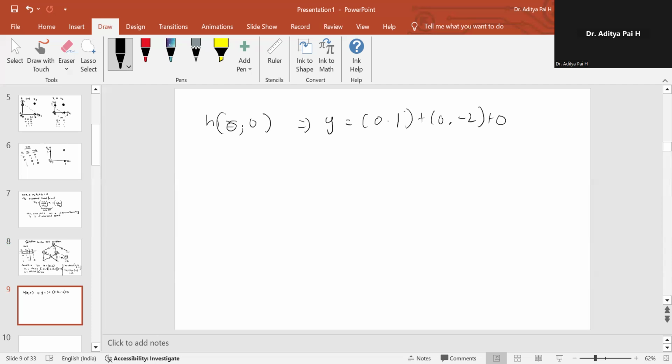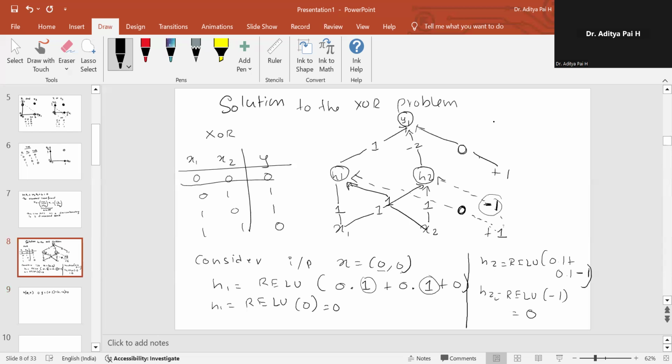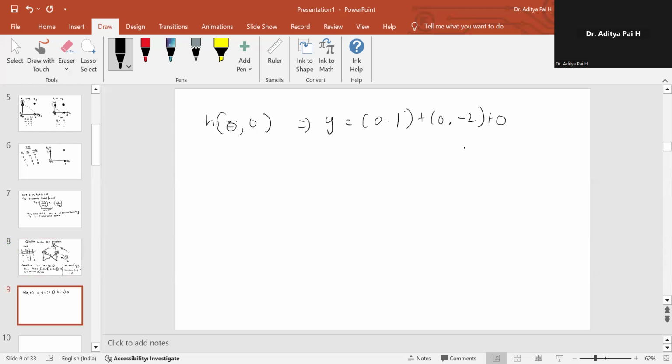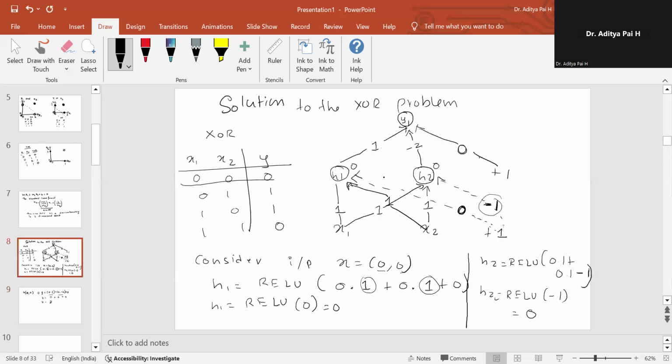Now why is it like this? You can see this one. My h1 is nothing but 0, h2 is 0. So 0 into 1 plus 0 into minus 2, plus 0, which is my bias. So y is equal to 0 plus 0 plus 0. Again, what you'll be getting for y is nothing but 0. So that is true: when your x1 and x2 are both 0, then you'll get y as 0.